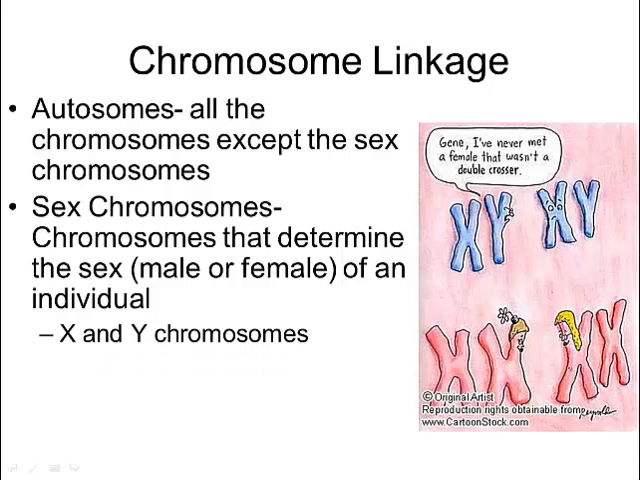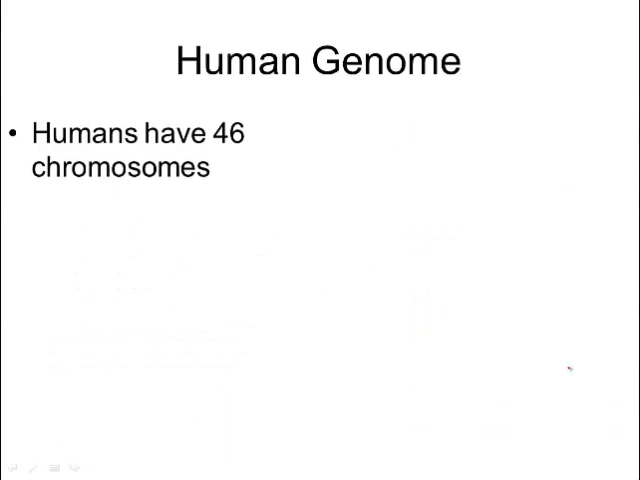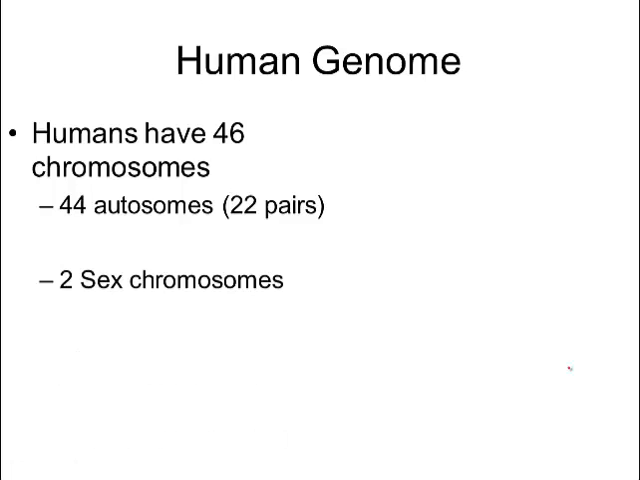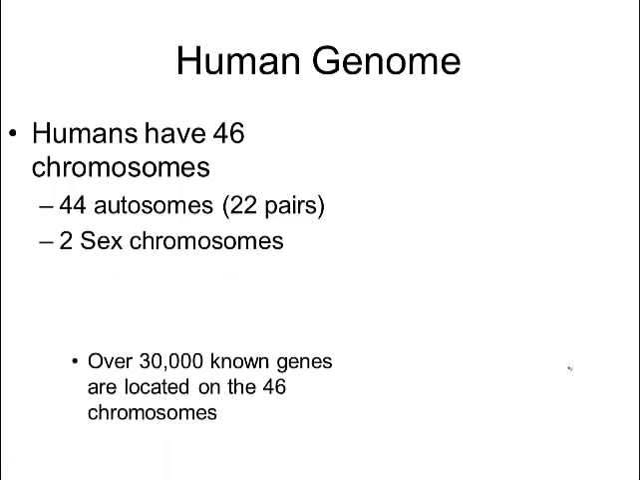Okay, so the sex chromosomes are our X and Y chromosomes. A female has 2 X chromosomes, and a male has an X and a Y chromosome. So when we take a look at the entire human genome, remember, humans have 46 chromosomes. So of those 46 chromosomes, 44 of them are autosomes, and they are in pairs. And then you have the 2 sex chromosomes.